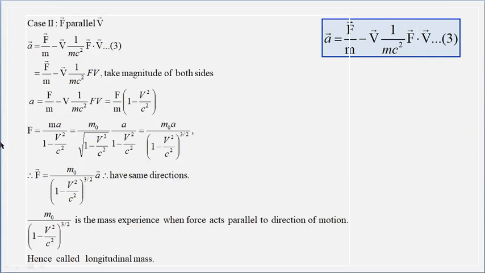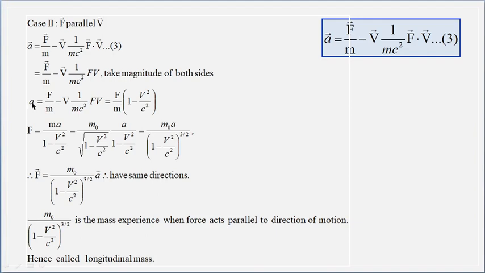Then next, second case, when the acceleration and force have the same direction, is when vector F is parallel to v. That means the angle between them is 0. So F dot v is Fv cos theta, cos 0 is 1. So here F dot v is equal to Fv. We get it like this, and then you take the magnitude of this. A equal to F by m minus v 1 by mc square Fv. So take that F by m outside, 1 minus v square by c square.